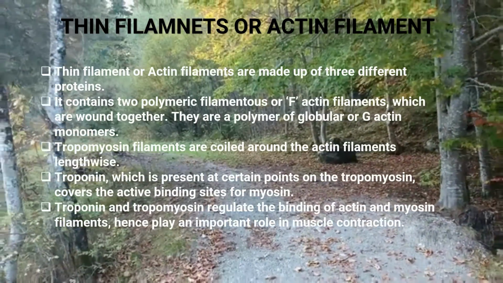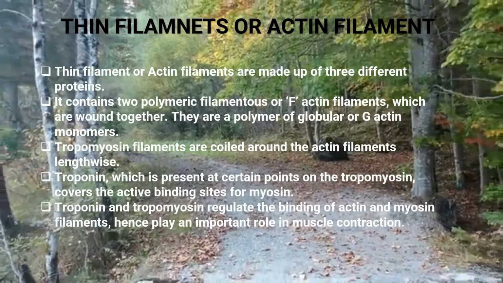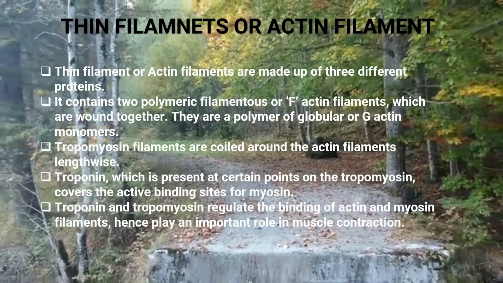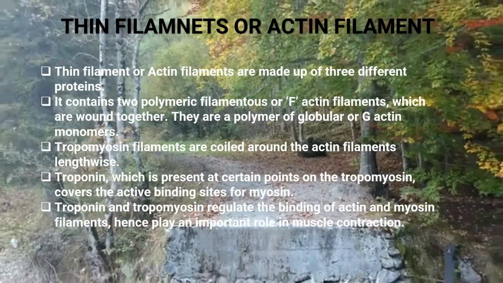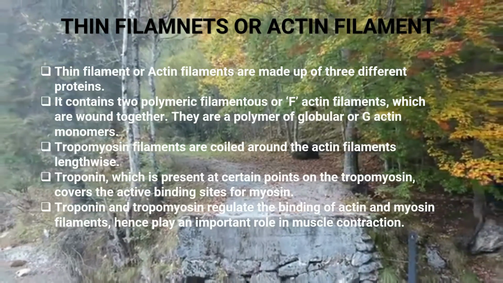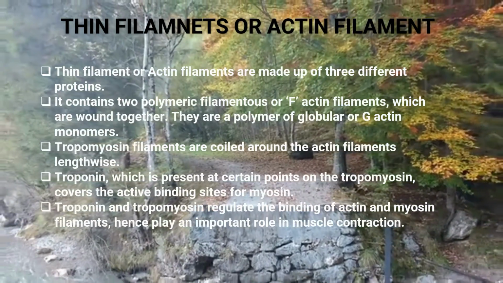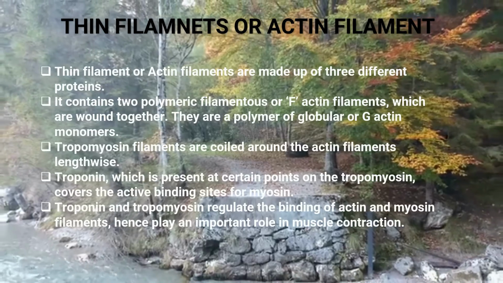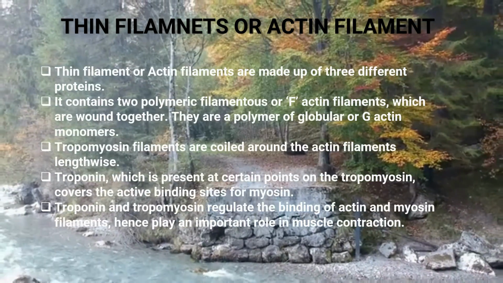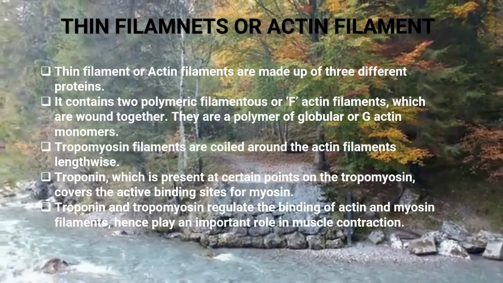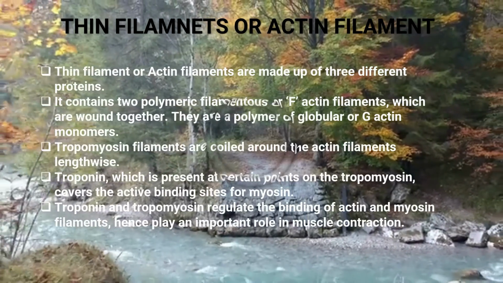2. Tropomyosin filaments are coiled around the actin filaments lengthwise. 3. Troponin, which is present at certain points on the tropomyosin, covers the active binding sites for myosin. Troponin and tropomyosin regulate the binding of actin and myosin filaments, hence play an important role in muscle contraction.